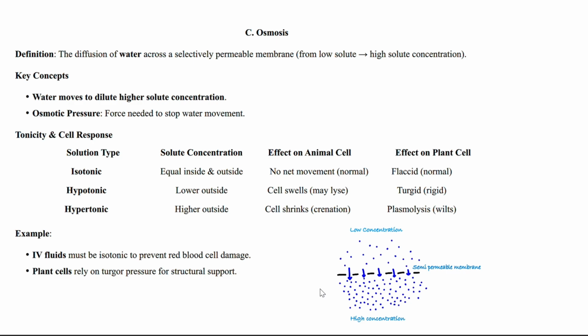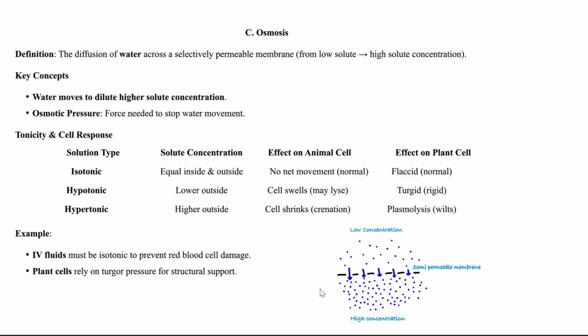In a hypotonic solution, the solute concentration is lower outside of the cell. Water rushes in. For animal cells, this can be dangerous. The cell may swell and even burst, a process called lysis. But for plant cells, this is ideal. Water fills the central vacuole, pushes the cell membrane tightly against the wall, making the cell turgid and structurally strong.